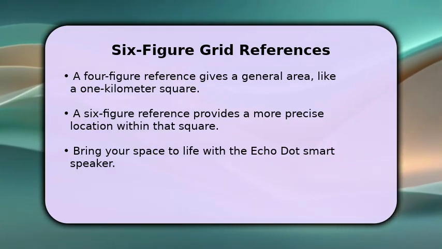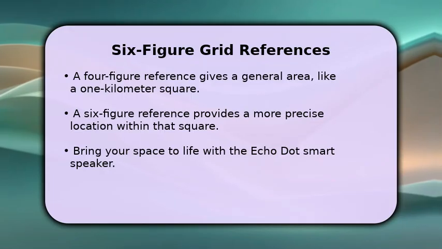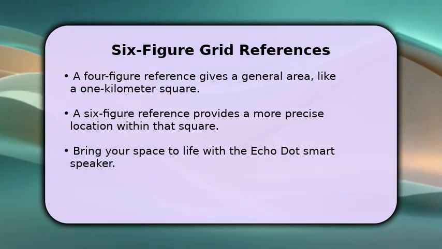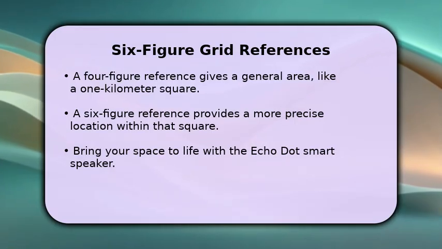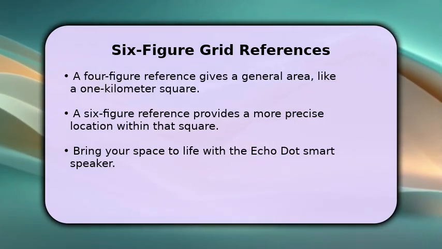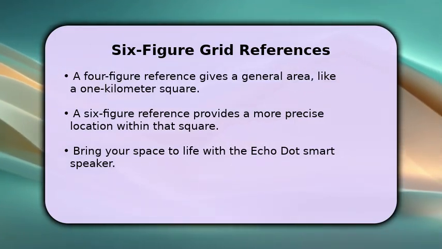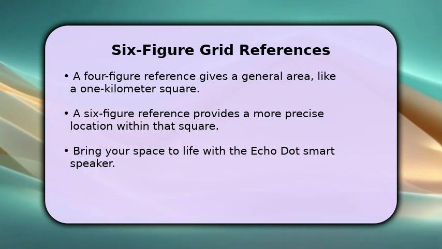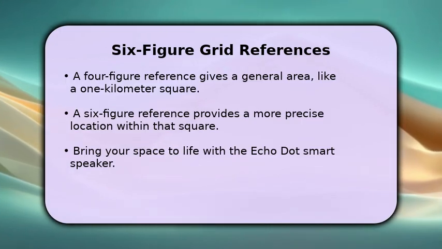A 4-figure reference identifies a 1-kilometer square. For greater precision, we use a 6-figure reference, dividing that square into 10 by 10 smaller squares. You estimate the tenths within the square for both eastings and northings. This allows you to pinpoint locations with much greater accuracy.